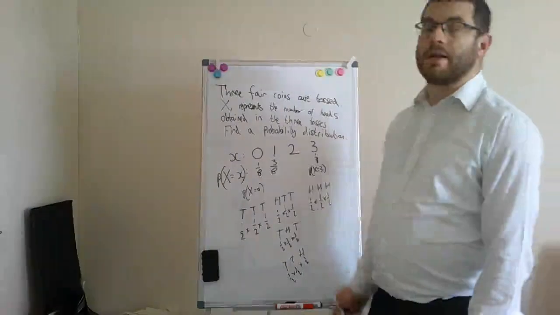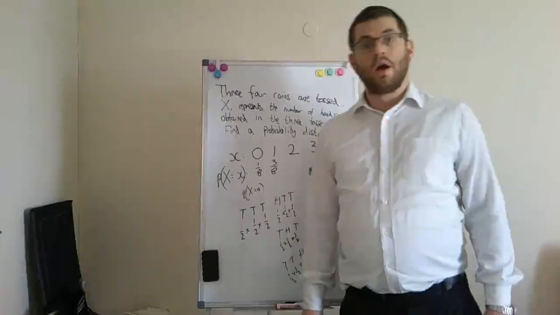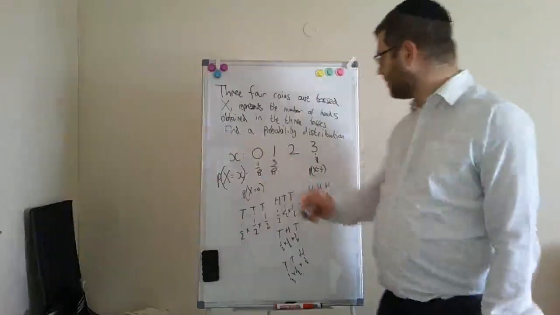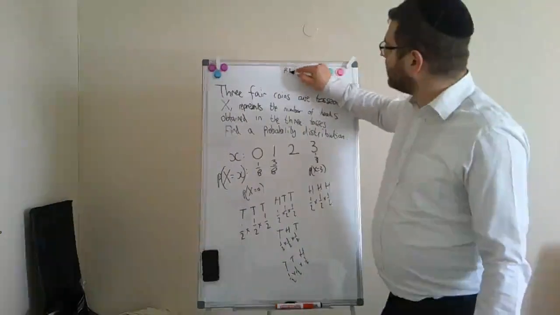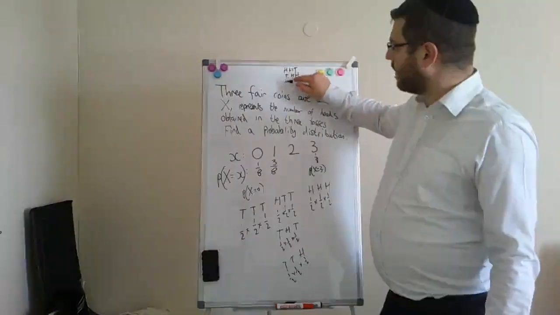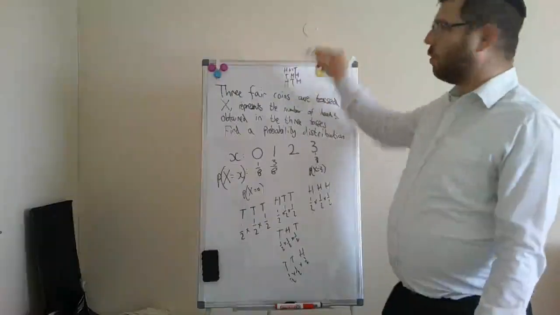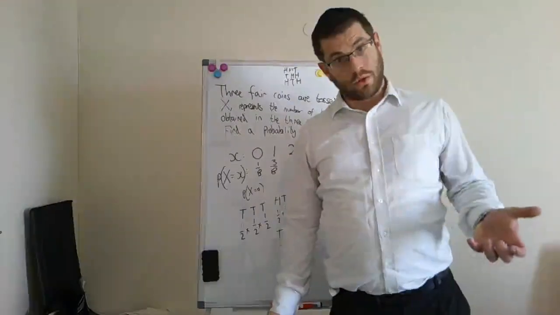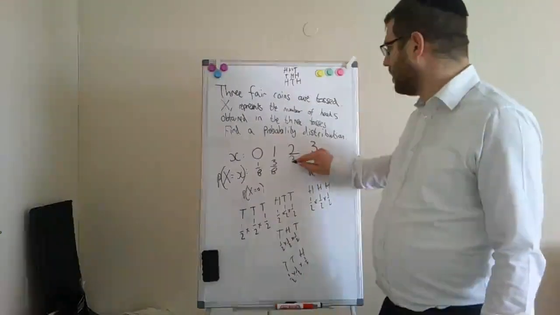Similarly, there's 3 different ways that you can get 2 heads. You could have heads, heads, tails, right up here. You can have the heads at the end, or you could have one at the beginning, one at the end. They're all worth an eighth. 3 of them makes 3/8.